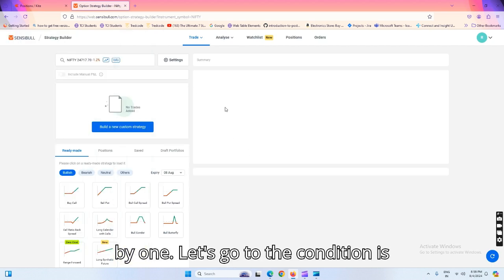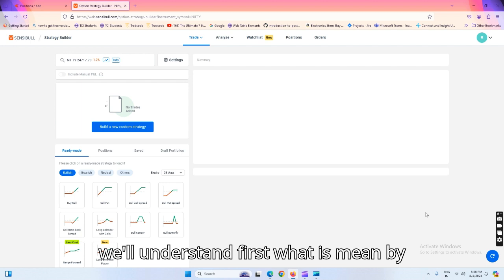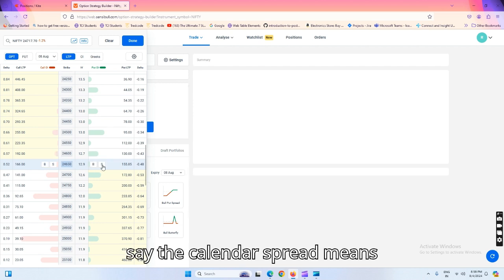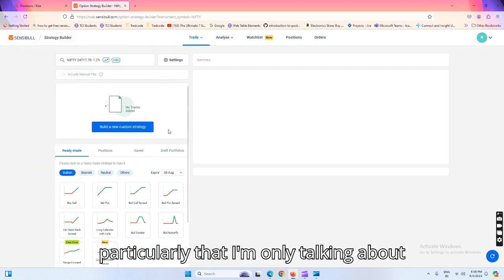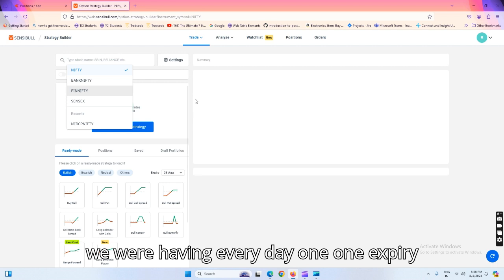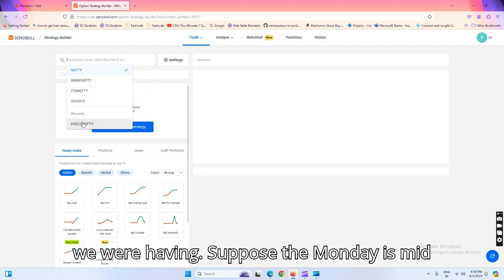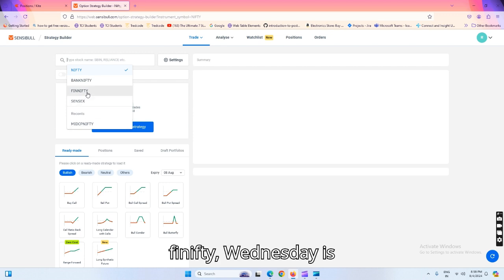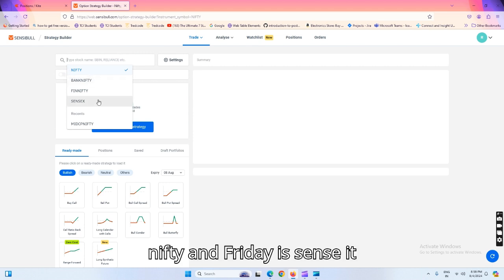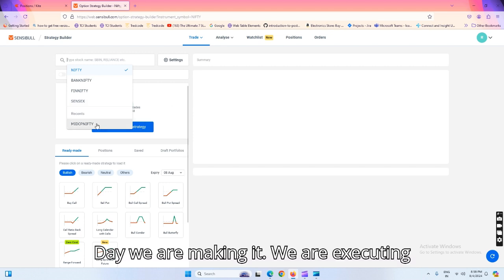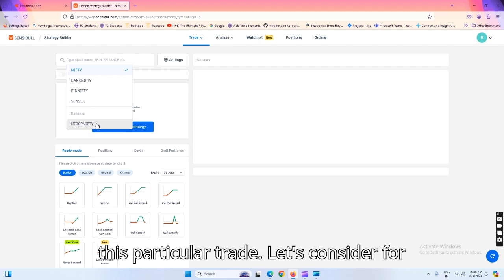Let's first understand what is meant by calendar spread. Calendar spread is simple. When I say calendar spread, I'm only talking about intraday. Let's take it that we have one expiry every day. Suppose Monday is Midcap Nifty, Tuesday is Fin Nifty, Wednesday is Bank Nifty, Thursday is Nifty, and Friday is Sensex. The same way, every day we are executing this particular trade.